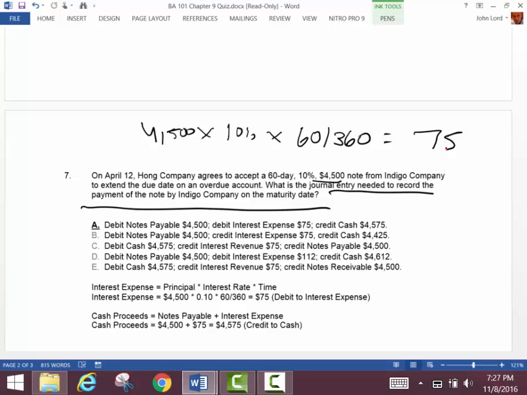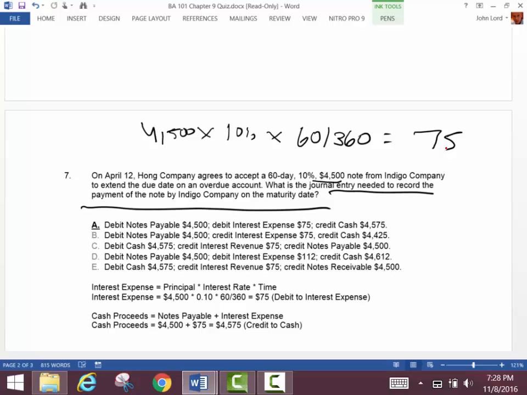Now, if you don't like 60/360ths, you can do 2/12ths. Right? You can do 2/12ths and come up with the same thing. You're just saying you're doing it for 2 months. 2 months, right? 60 days. We assume every month has 30 days. So you could have done 2/12ths. I'm going kind of fast through this because we did this in Chapter 2. I think we even had questions like this in the first midterm, didn't we?